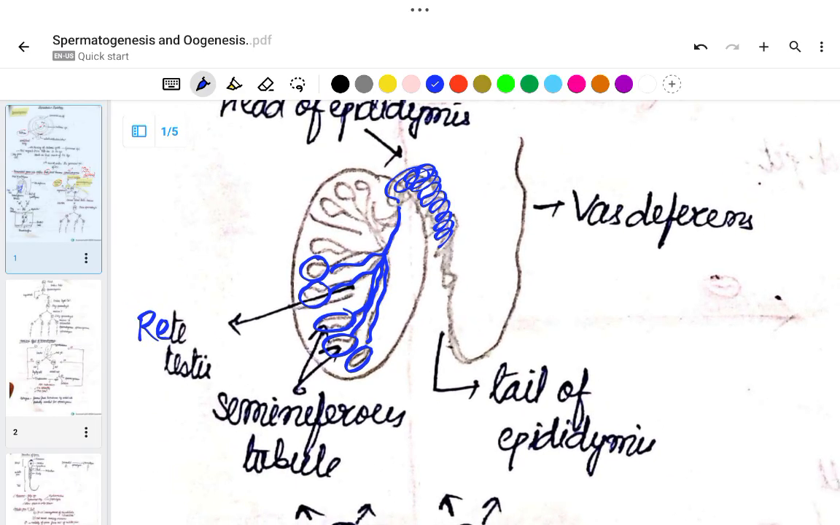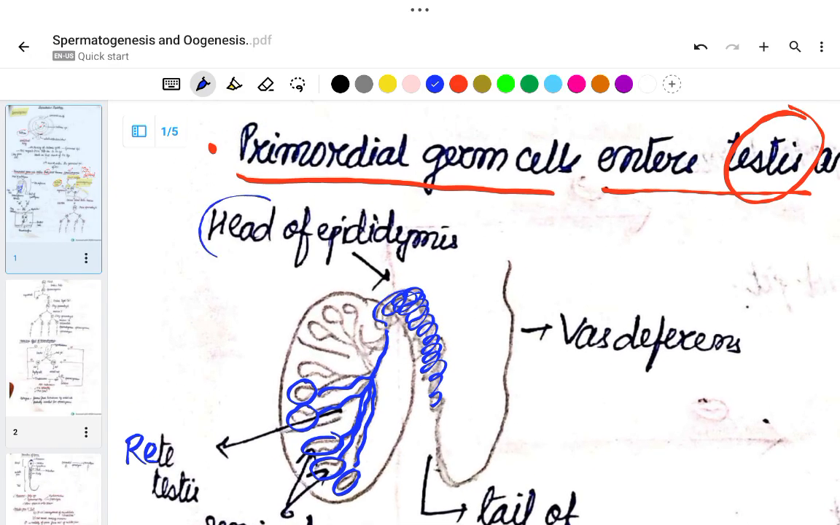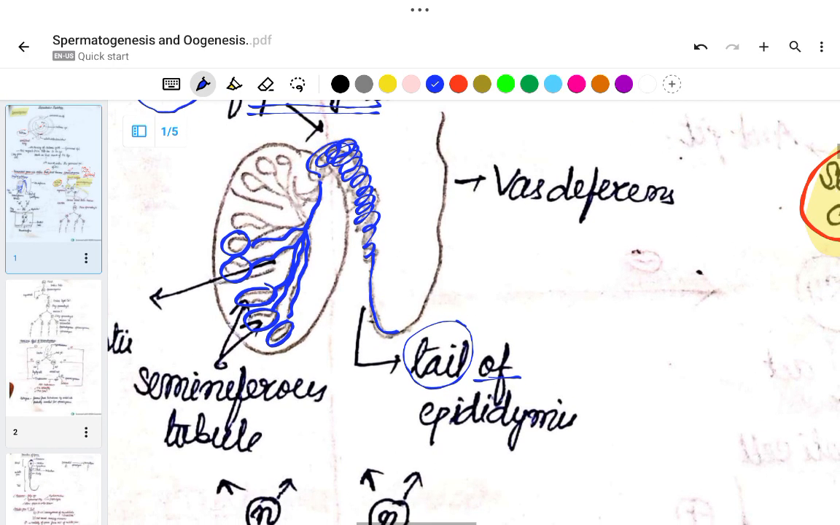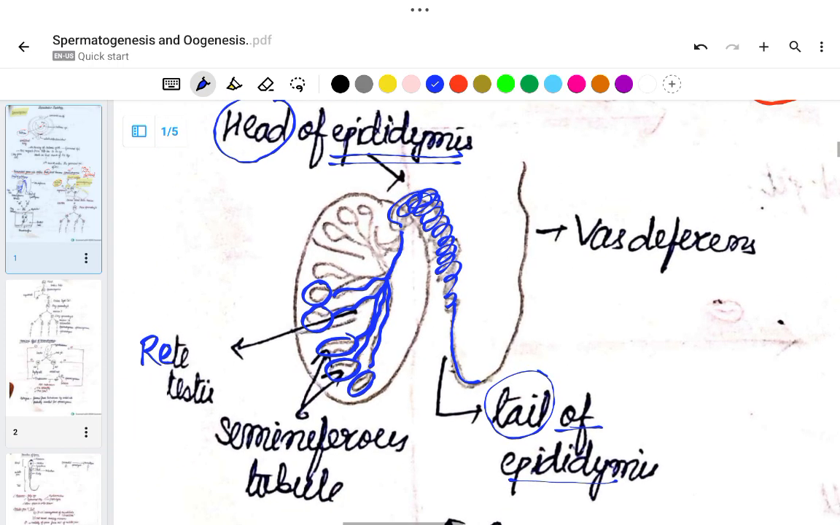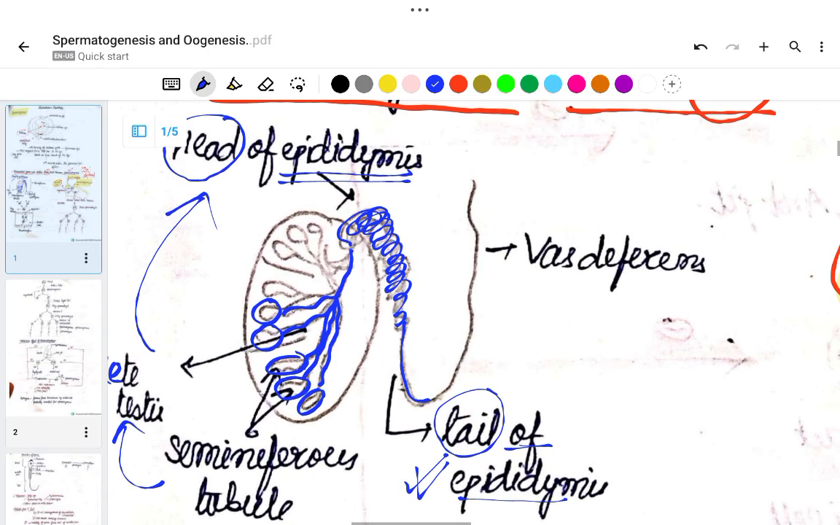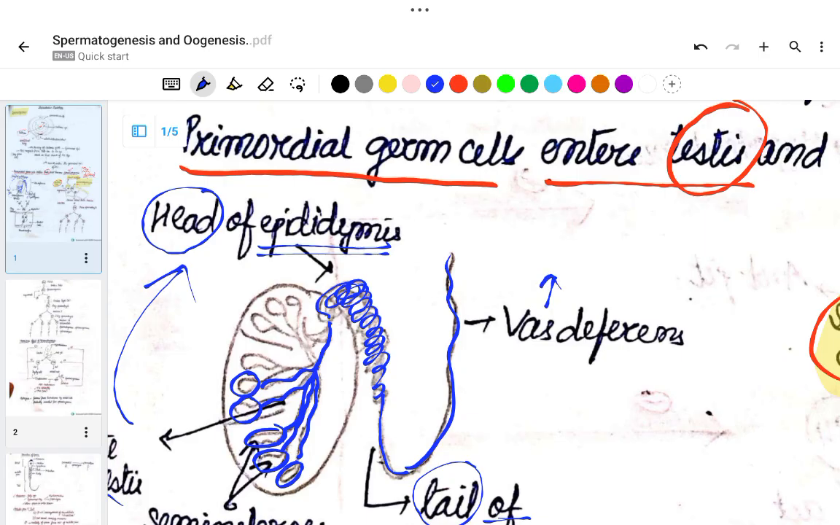They coil here. This is the head of the epididymis, and then this is the tail of the epididymis. So after the seminiferous tubule comes the rete testis, then the head of the epididymis, then the tail of the epididymis, and then they join to form the vas deferens. The vas deferens ultimately opens into the ejaculatory duct.